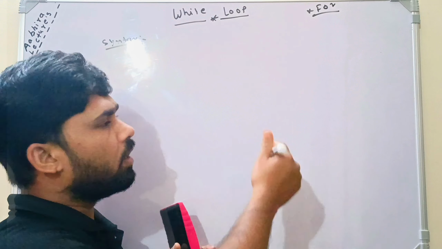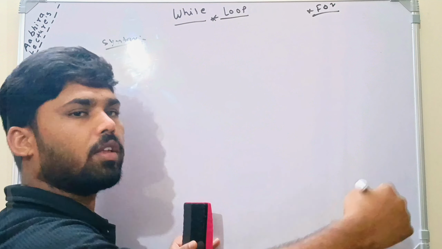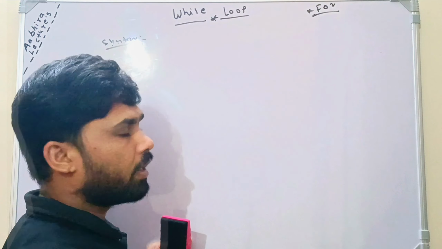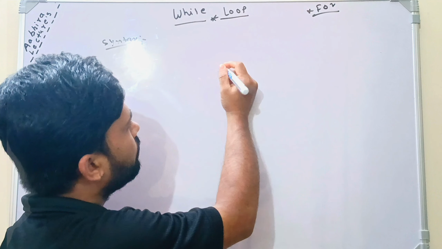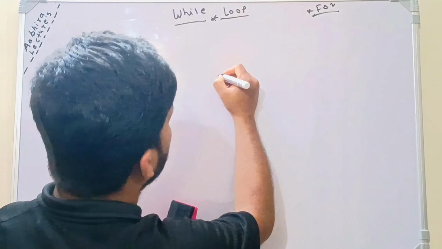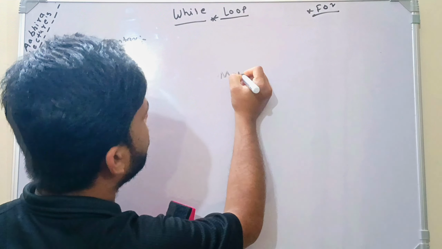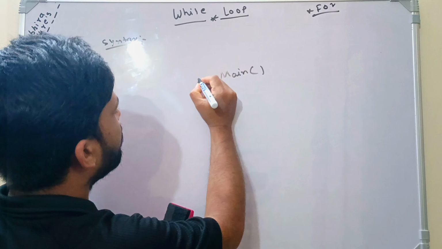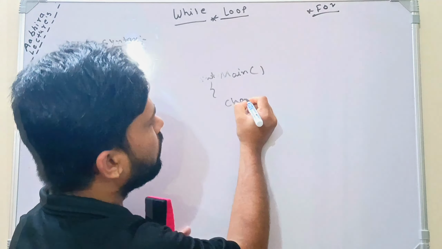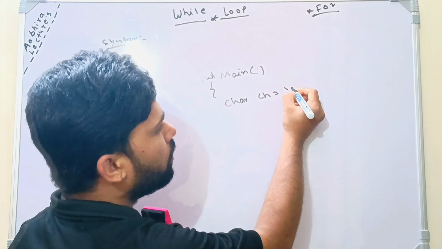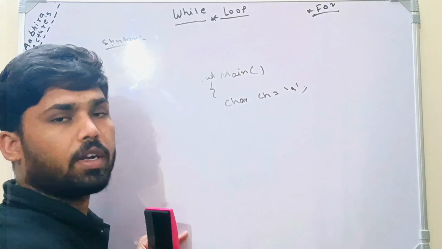Now we will see an example with char. That was integer; now take the example of a character. Take char ch equal to 'a'. This is what I have taken.